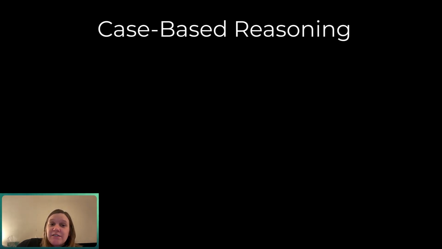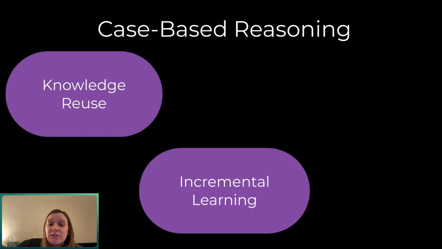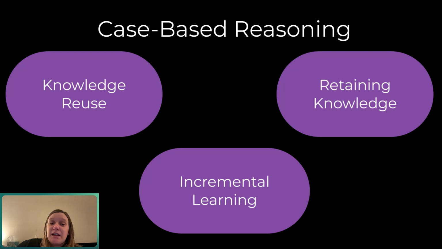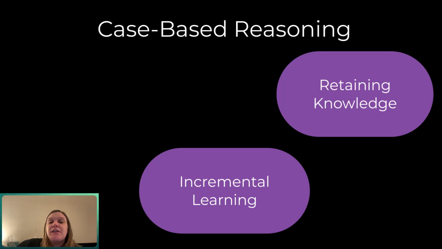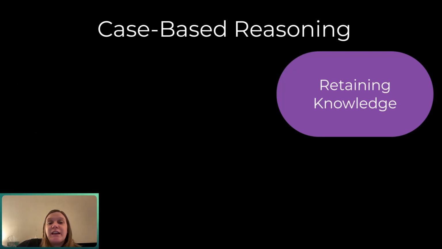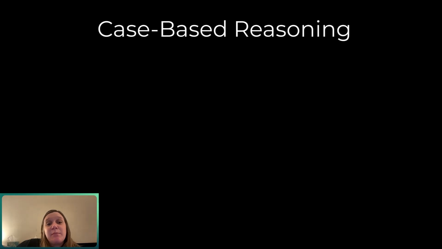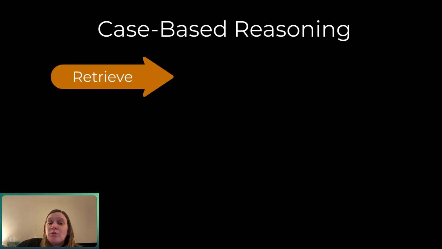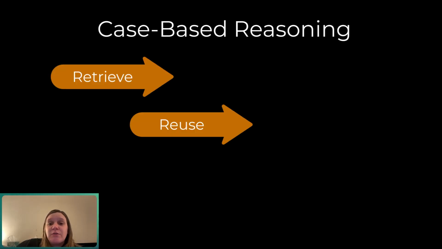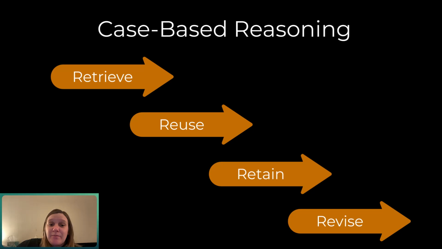The characteristics of case-based reasoning include knowledge reuse, incremental learning, and dynamic memory. This means learners create a storage for different cases over time that they can pull on as needed. Case-based reasoning's process can be summarized in 4 steps, and we've already talked about them: retrieve, reuse, revise, retain.